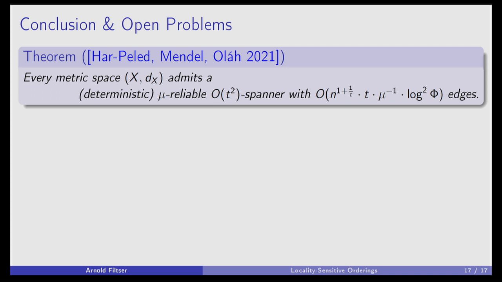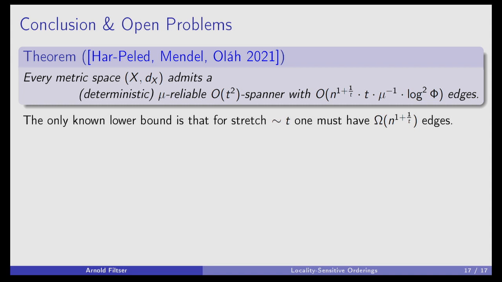Now, deterministic reliable spanners for general metrics are actually poorly understood. There is an upper bound of t squared, with the size being n to the 1 plus 1 over t, while the only lower bound that we have is the standard spanner lower bound, which is t over n to the 1 over t. So there is a quadratic gap here, and it would be nice to know the right answer. This is one question.